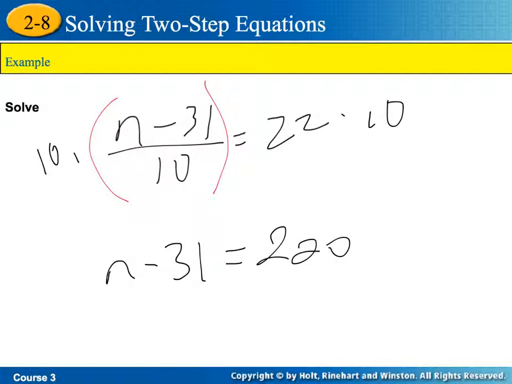So now what do we do? Add 31. Why are we adding 31? Because we're subtracting in the problem. We need to do inverse operations. Yes, absolutely, because there's subtraction happening in that problem, and you need to do inverse operations. So when you do this, you take 220 plus 31, which is what?